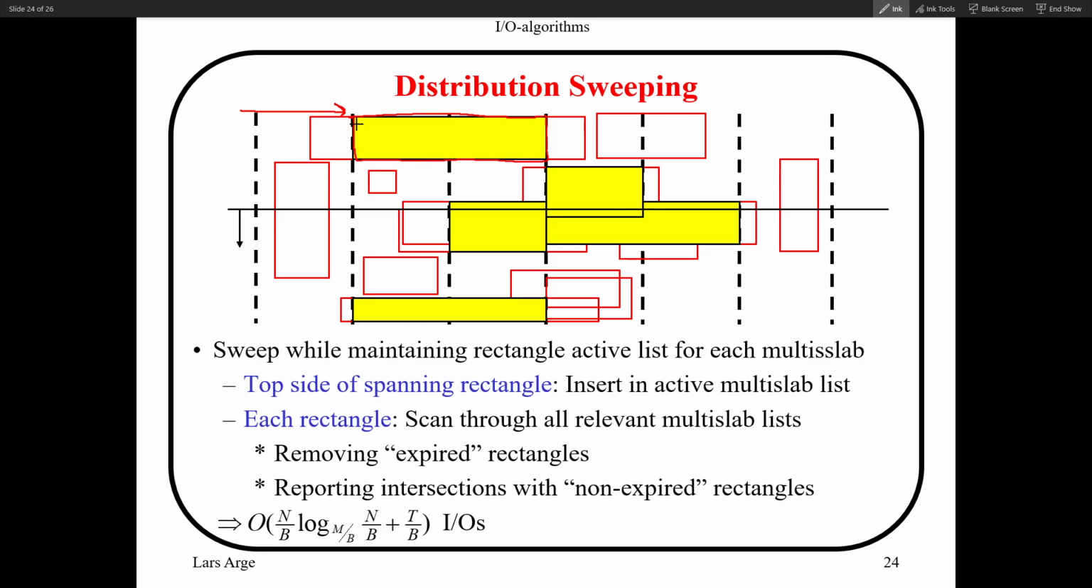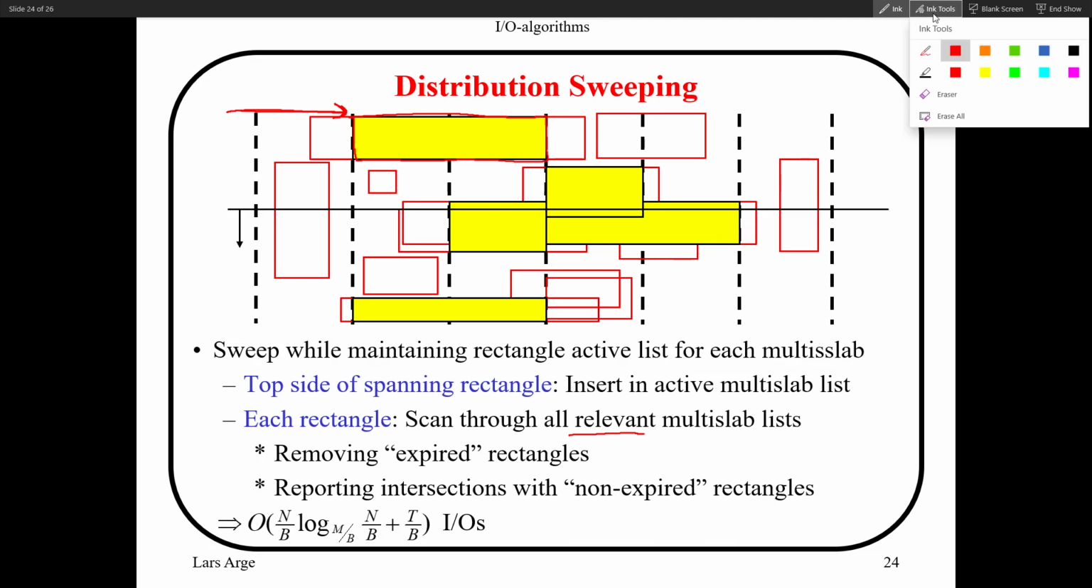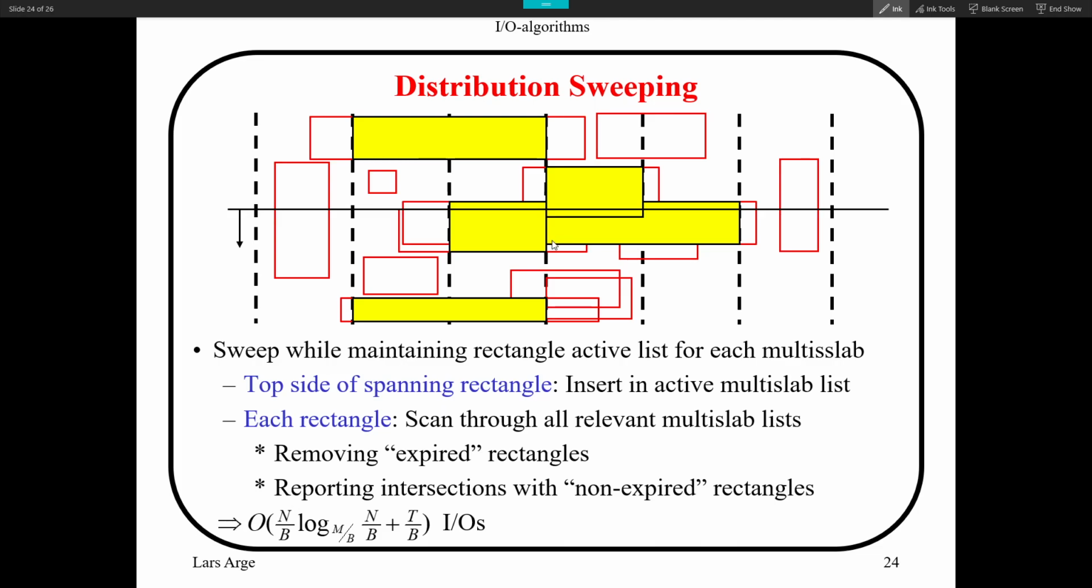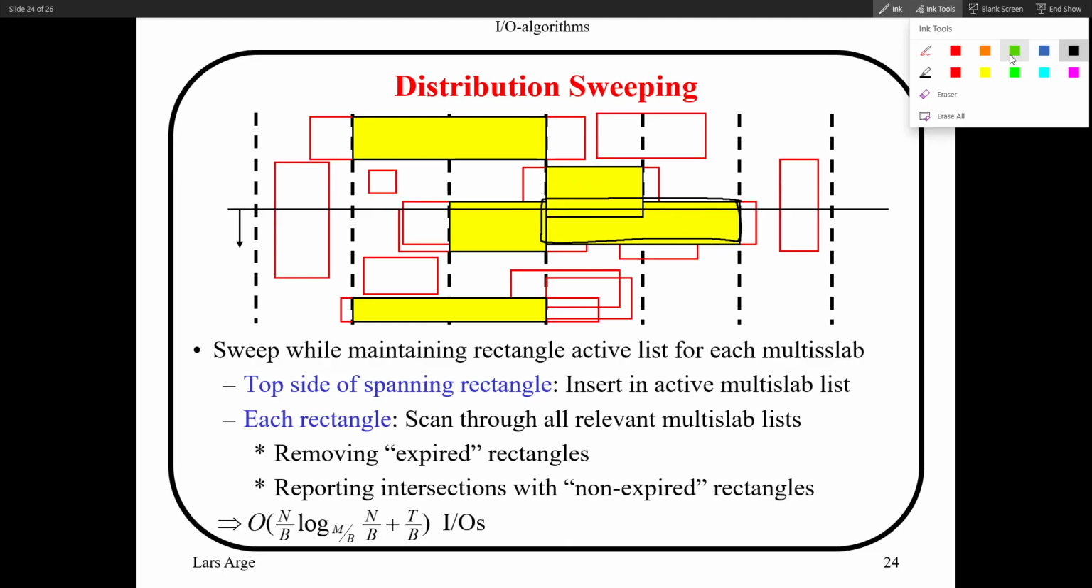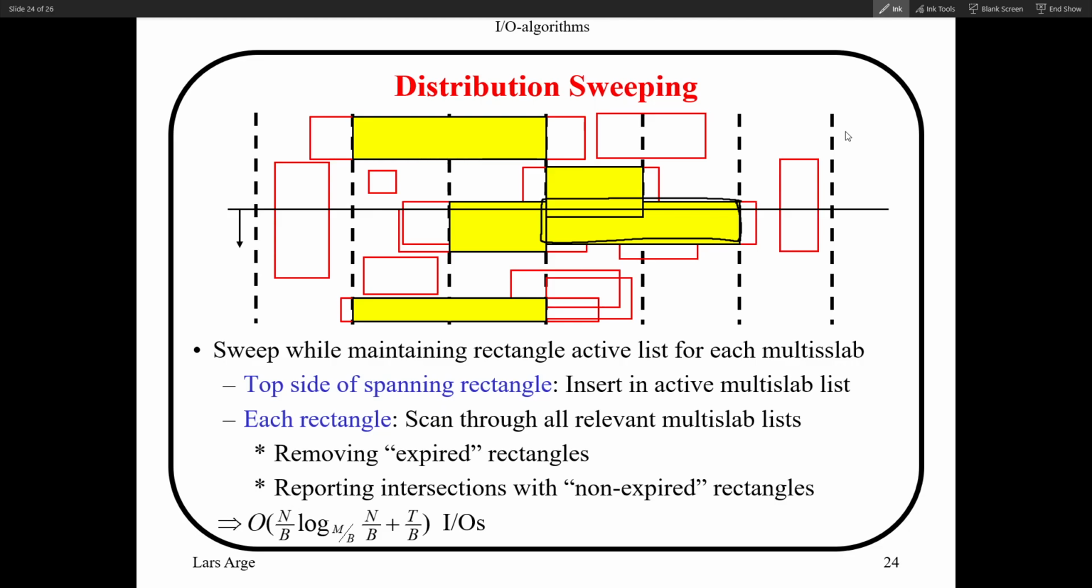But we also do something else. After doing the insertion, we go through the relevant multislab lists to find expired rectangles or to report intersections. The interesting point is what the relevant multislab lists are. Let me show an example. Let's say I encounter this rectangle. I put this inside this active list, and now I want to show you what the relevant active lists are. The relevant active list is any active list that potentially could intersect this one. For example, this includes any active list that includes this slab or this slab or both. That is a relevant active list, this is another relevant active list, another relevant active list, and so on.